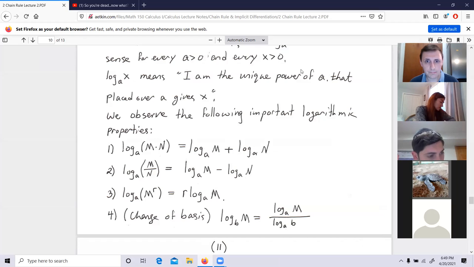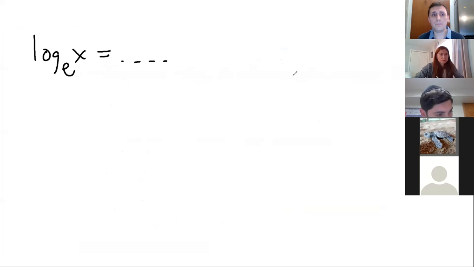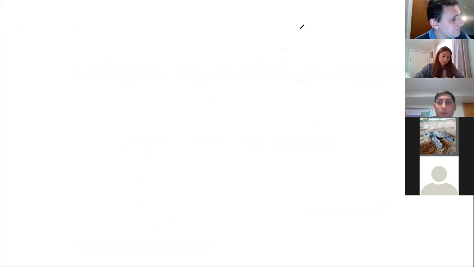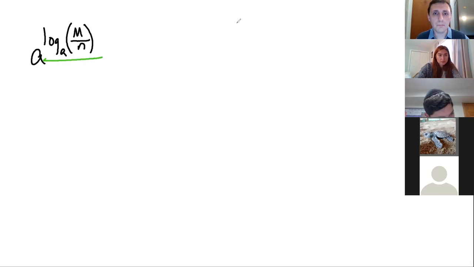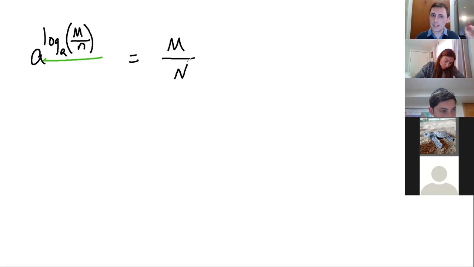Are we ready? How do we solve this? Well, very simply. Look what we can do. So a to the power of log a of m divided by n. Could anybody tell me what is that equal to? Very simply, what is that equal to? Simplest. M over N, thank you so much. Look how simple it is. It's m divided by n, yes?